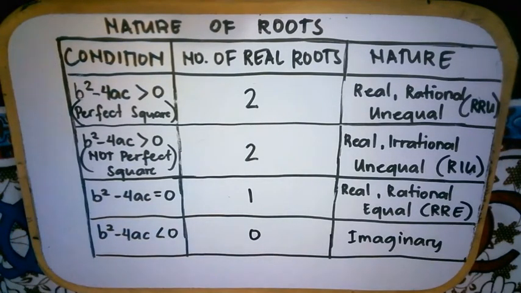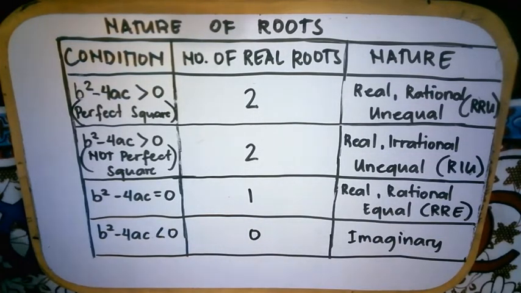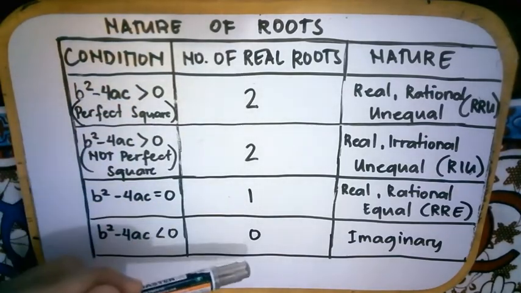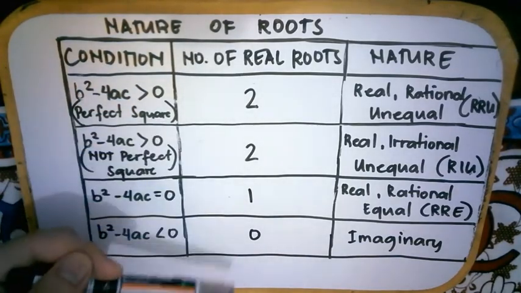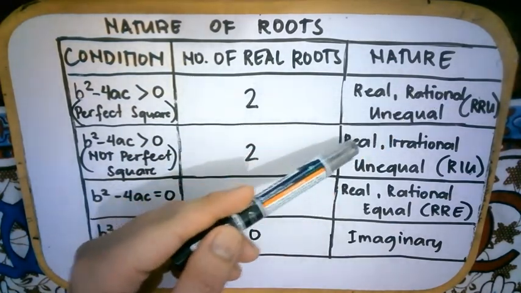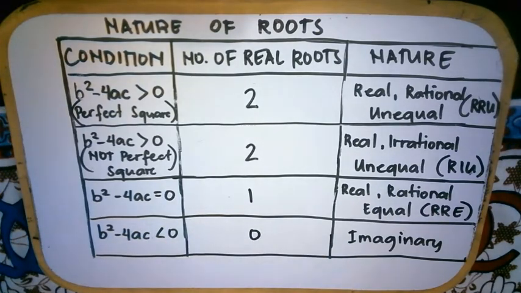Now, ito yung table na kung saan malalaman natin yung nature ng roots. Depende kung ano yung value ng discriminant. So, the first column, we have here the condition. And then, the second column is the number of real roots. We have 2, 1, 0. And then, the nature. We have real, rational, unequal, real, irrational, unequal, real, rational, equal, and imaginary. If I were you, I will pause the video first and then copy or take a picture of this table.